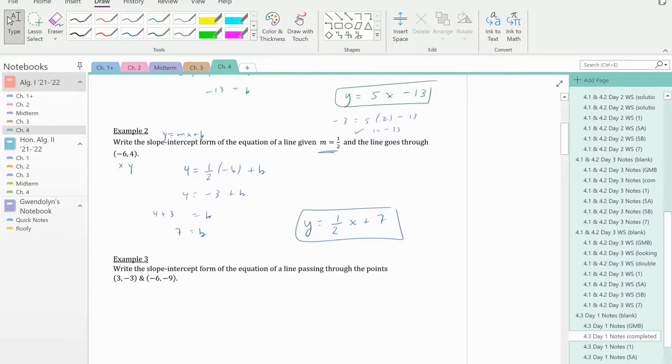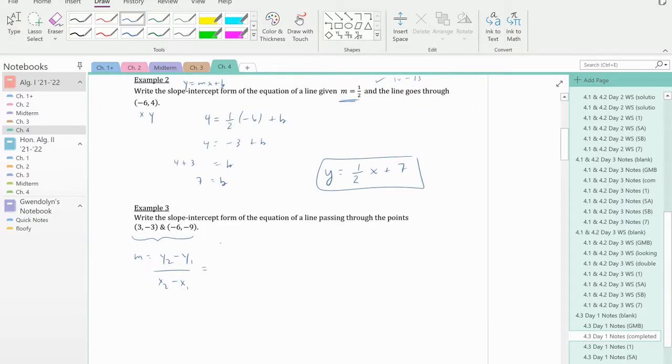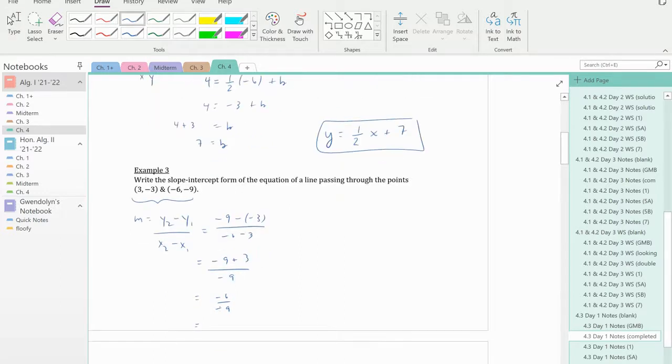Okay, and then the ones we did yesterday, they gave us 2 points, so we had to use our slope formula to get the slope because they didn't just tell it to you. So second y minus the first y, second x minus the first x. All right, 2 negatives, when you divide them, make a positive. 6 and 9 both divide by 3, so we're going to say the slope's 2/3.